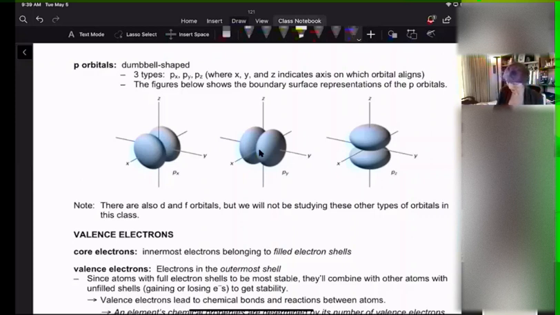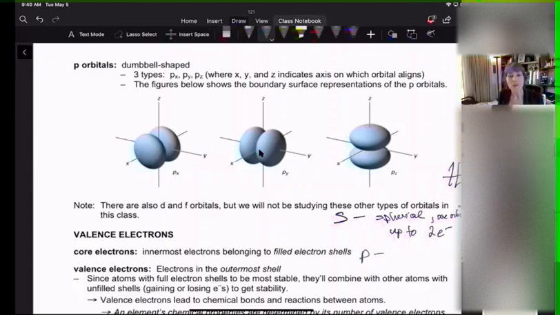So we know that s is spherical. For s orbitals, there's just one of them in its subshell, and it can hold up to 2 electrons. We'll often represent it like that. For a p subshell, these have dumbbell shapes, and there are 3 equivalent orbitals in the x, y, z directions. Because there are 3 orbitals, that set can hold up to 6 electrons.